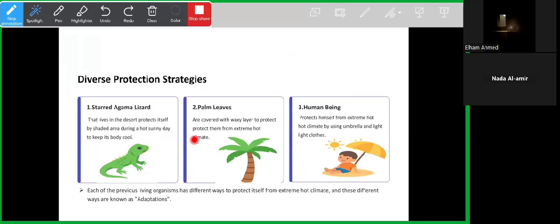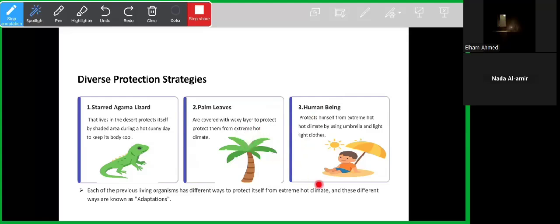Next thing is palm leaves. Palm leaves are covered with a waxy layer to protect them from extreme hot climate. How does the waxy layer work? The waxy layer prevents water from leaving the plant. So when the water is kept in the plant, it keeps it cool. So the wax layer prevents the water from going out of the palm leaves, so the palm leaf can stay cool in the desert.